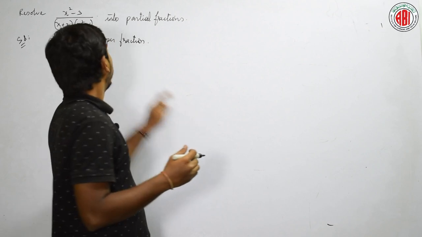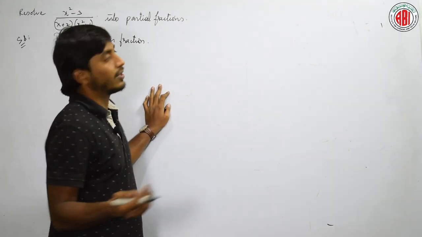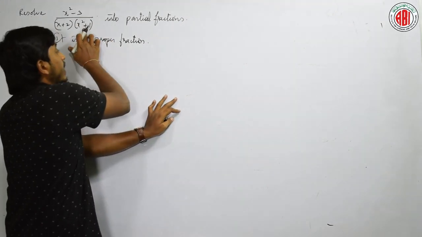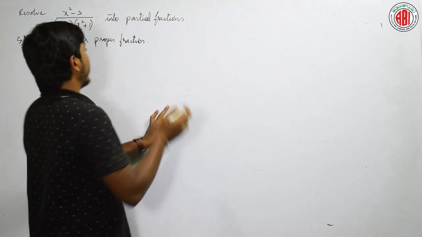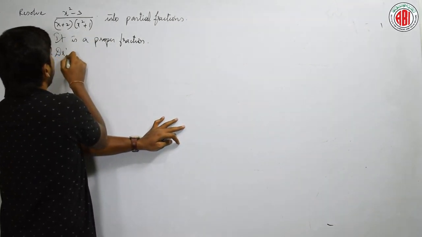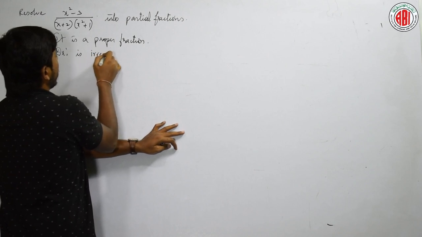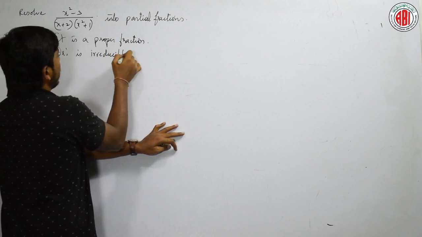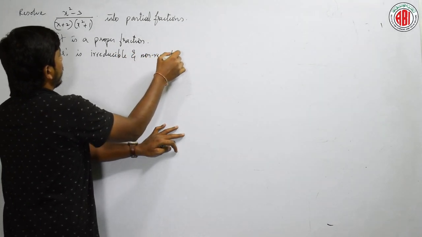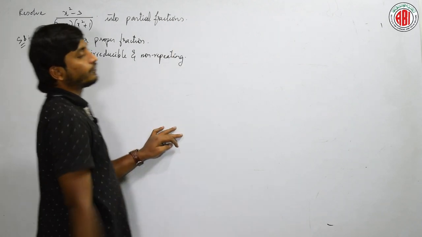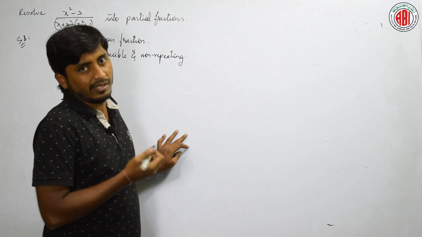So, what will be our next step? Check whether the denominator is repeating or non-repeating, reducible or irreducible. Check. Here it is a non-reducible, that is, irreducible function, and it is non-repeating. Therefore, the denominator is irreducible and non-repeating. Clear? So, we can write it in the form of type 3.